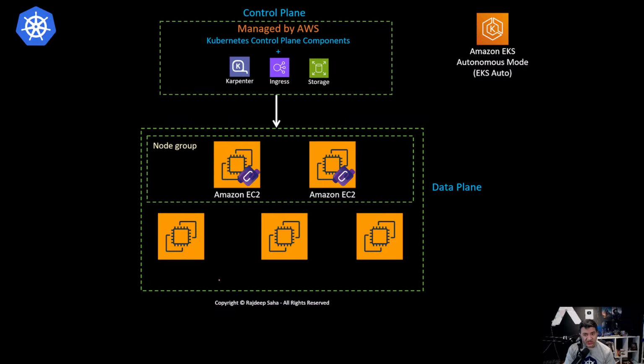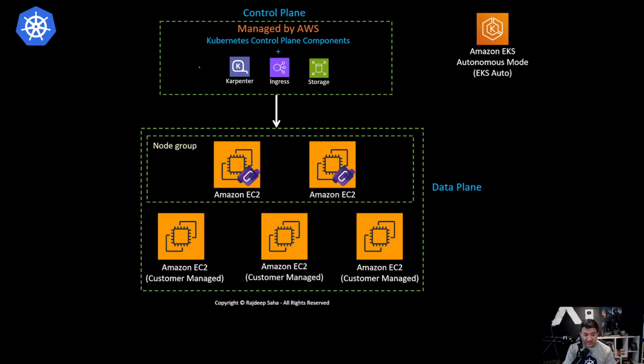AWS manages the core add-ons. So for example, Carpenter, Ingress, storage, we as in AWS run on the control plane, right? And what that means is we make sure they're highly available as well. And if there is a security vulnerability, we go and patch it.